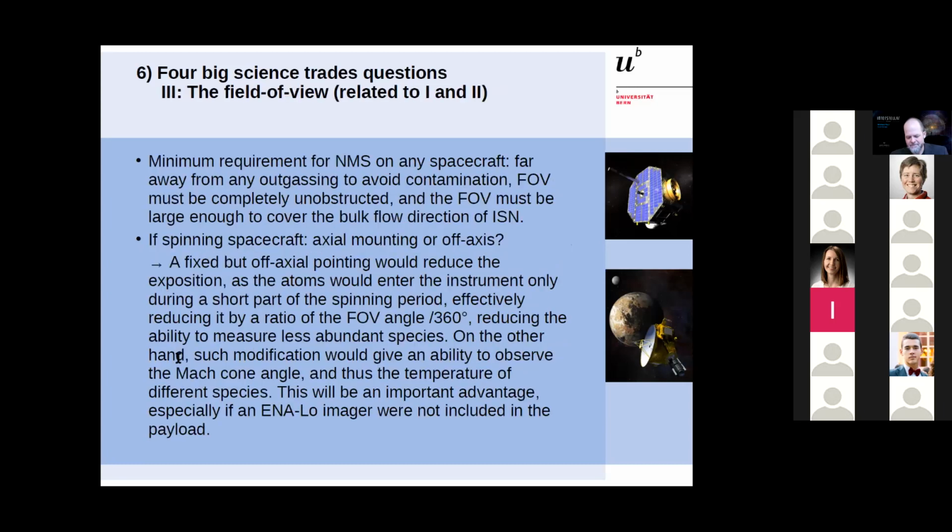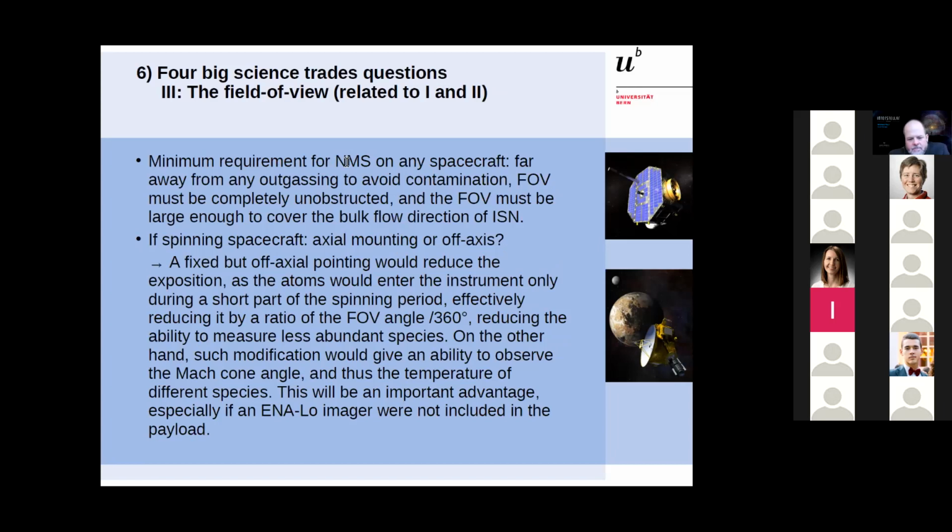And of course, related to questions 1 and 2 is the field of view. Here, at least, there are a few points that we can already make. The minimum requirement for a neutral mass spectrometer on any spacecraft anywhere: we must be far away from any outgassing to avoid contamination. The field of view must be completely unobstructed. And of course, the field of view must be large enough to cover the bulk flow direction of interstellar neutrals.